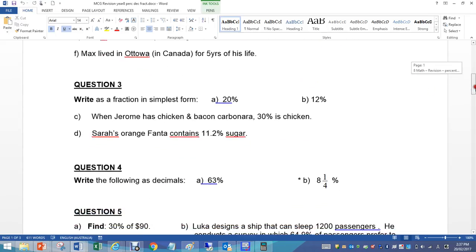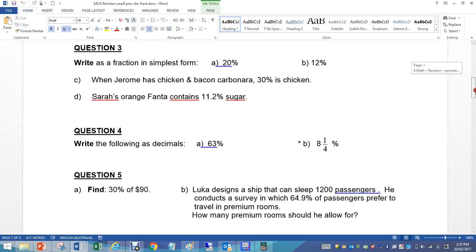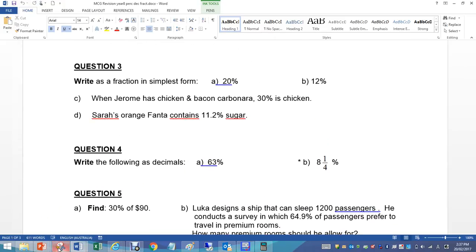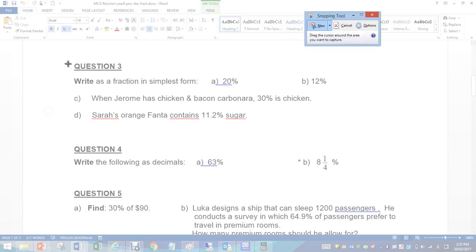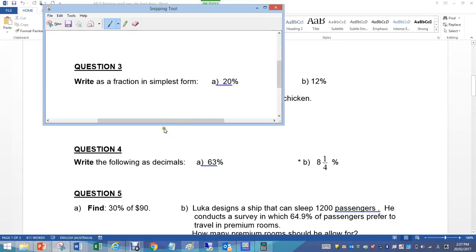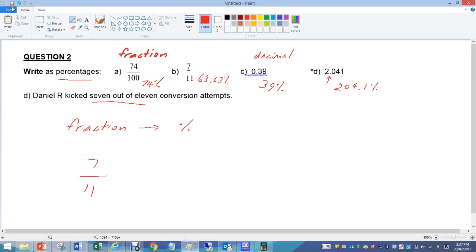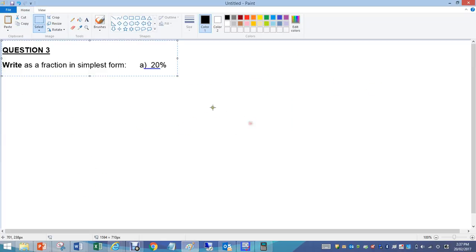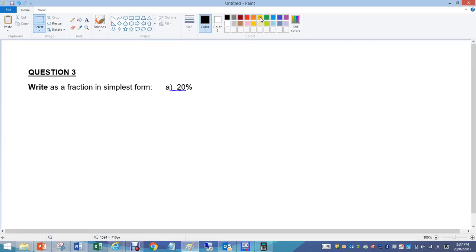Let's try this one. Question 3, part A. Write as a fraction. So this time we've actually got a percentage. So you've got to turn a percentage into a fraction. So how do we do that?